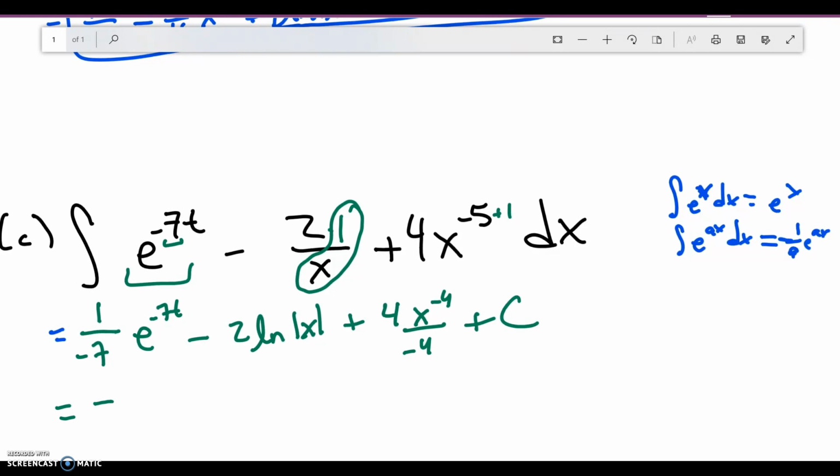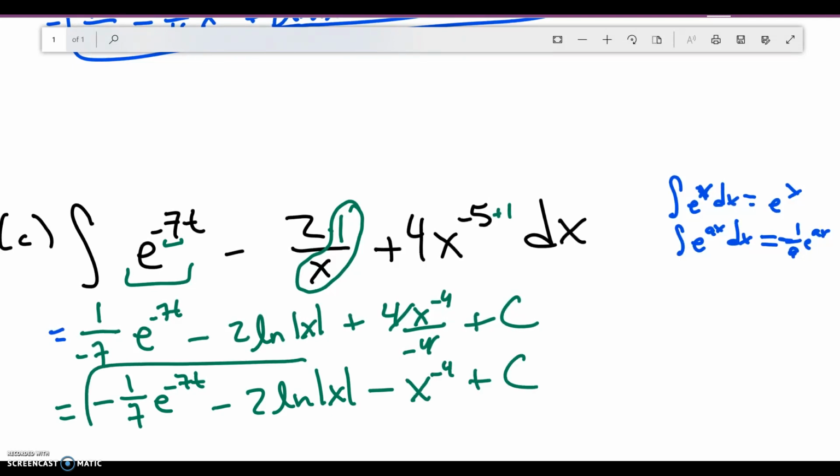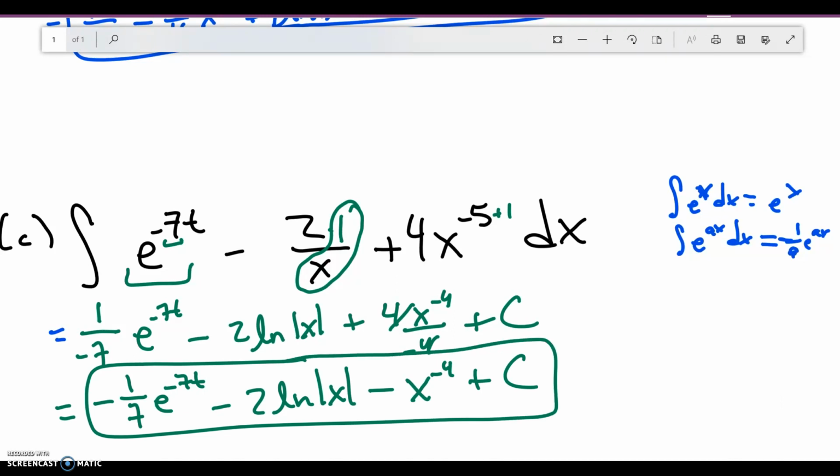So what I'm going to have is -1 over 7 e to the -7t minus 2 ln of absolute value of x. The 4's are going to cancel out, so I'm going to be left with -x to the -4 plus c. And this is going to be my answer. All right, so that's basically what we did this past week. We did a lot of integration, and then next week we're going to continue on with integration.